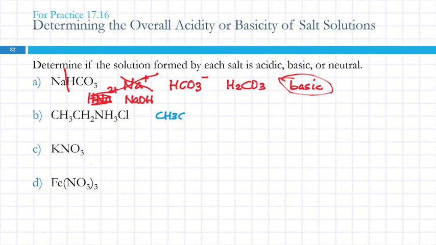So we're going to pull these apart. I'm going to pull off the Cl at the end. We know that that's Cl minus, right? And that means that the rest of this has a positive charge. What's the conjugate for this one? Take off a hydrogen.